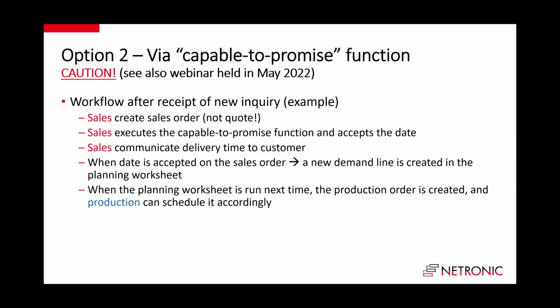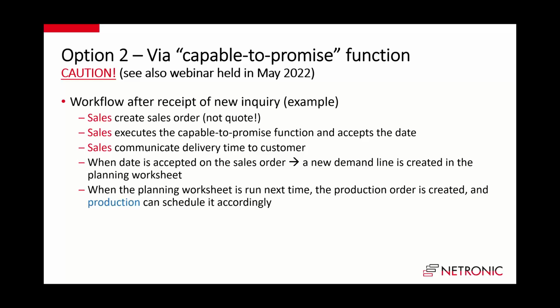The good thing here is as soon as the date that Business Central has calculated is accepted on the sales order, we get a new demand line in the planning worksheet. So then we already know that there is a demand for that delivery. When the planning worksheet is run next time, the production order is created and then production can schedule it accordingly.